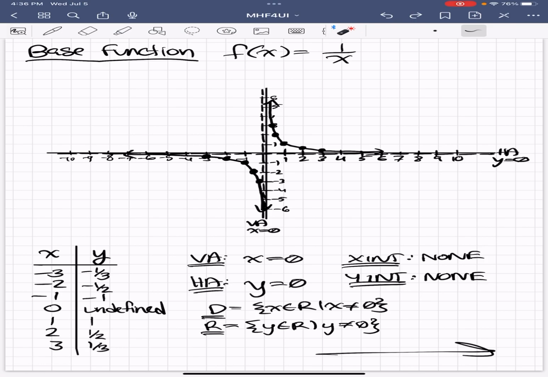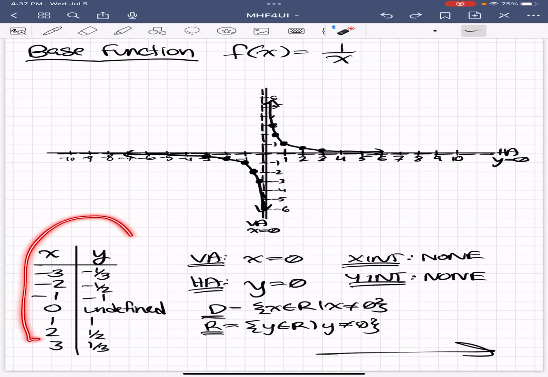So we have the base function, the rational function 1 over x, and you see I have it graphed here as well. We can see the HA and the VA all labeled here, dotted lines. The VA is x equals 0, and the HA is y equals 0, and there are no x-intercepts and no y-intercepts. We have the domain and range right here. We're going to be doing domain and range for every rational function that we do, and it's mostly not going to include the VA or the HA.